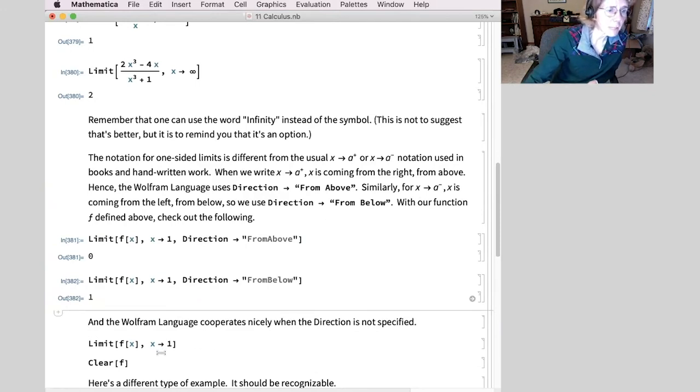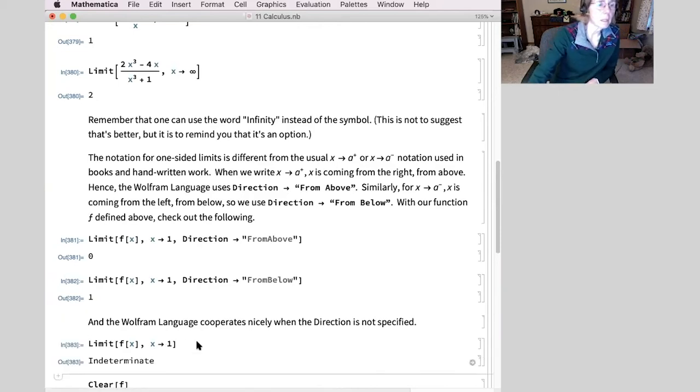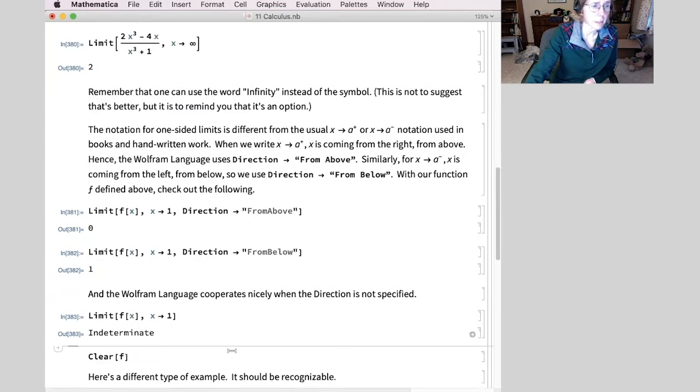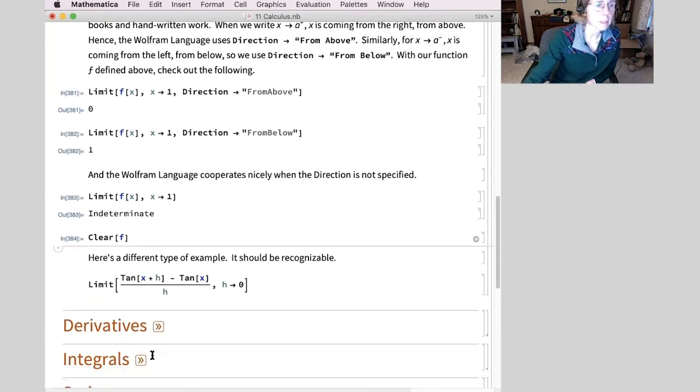Now, if I do not specify a direction and just say x goes to 1, the Wolfram language knows that the limit does not exist, and it just spits back indeterminate, as it should. Clear f, we'll get rid of that for the moment. Okay, another form for derivative, just another example.